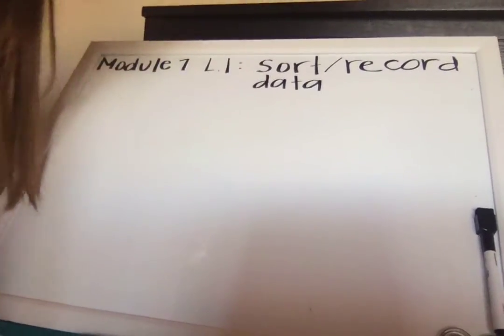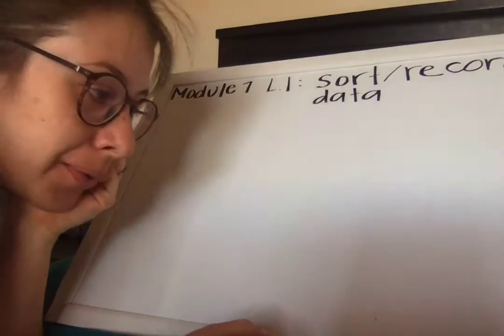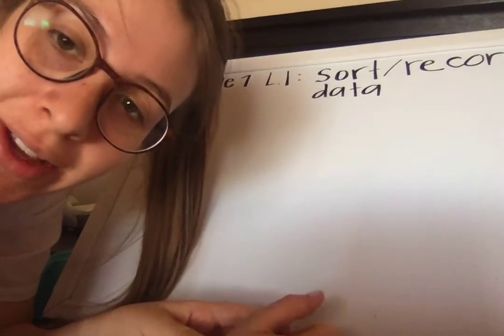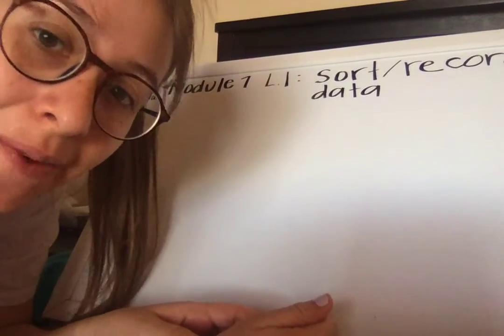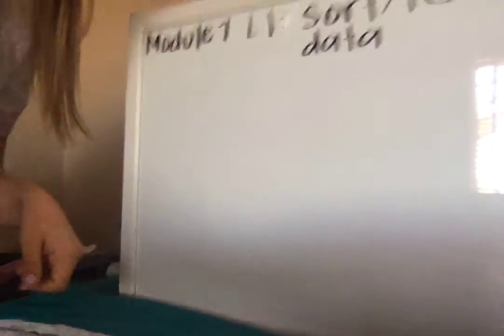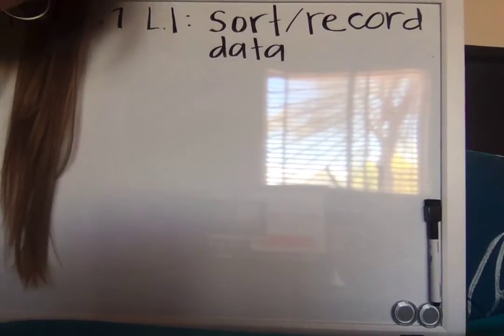All right, so last week you got to finish Module 6, and so we finished with all of that. So today we get to start Module 7, and Module 7 is a fun module because we get to sort and record data, which means that you guys are going to be doing graphs. So you are going to be doing lots and lots of graphs.